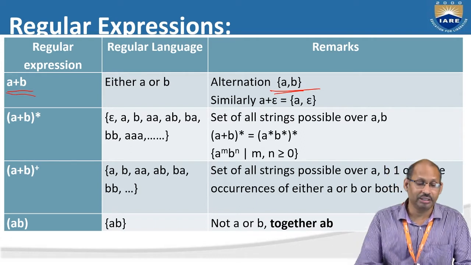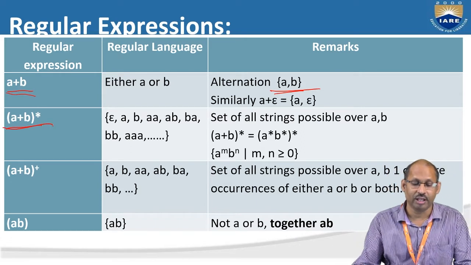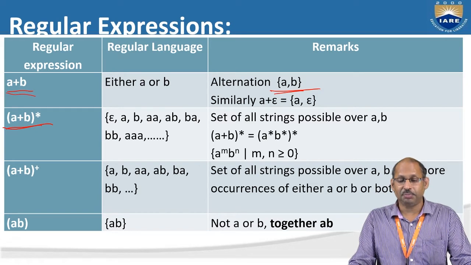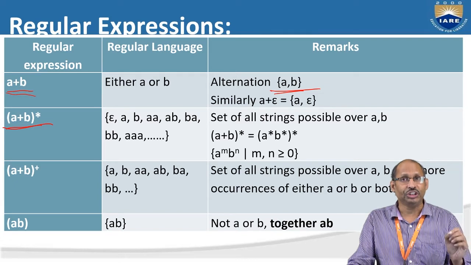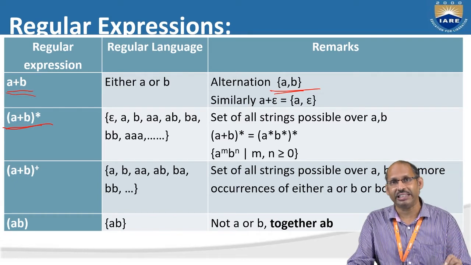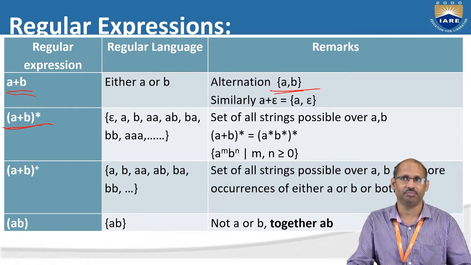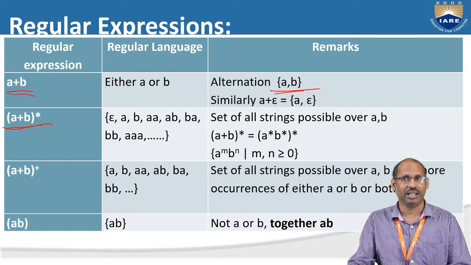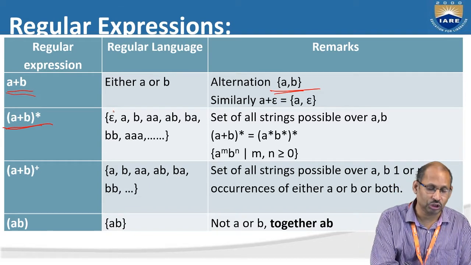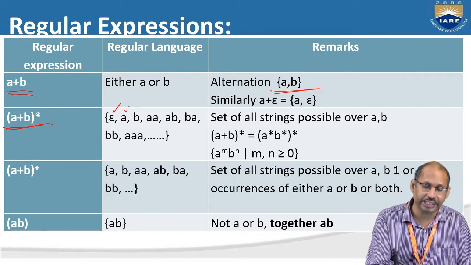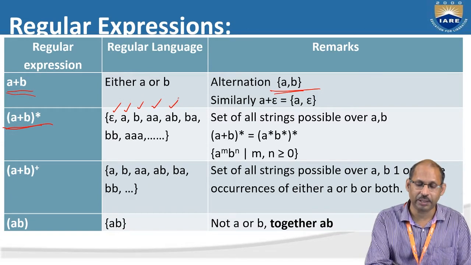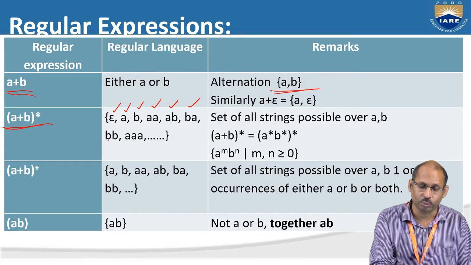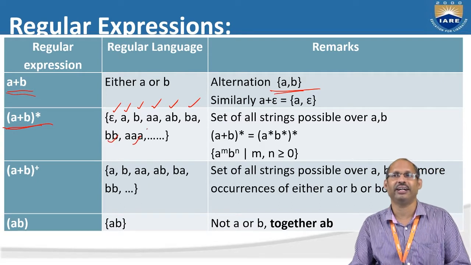Then (A plus B) star. It indicates 0 or more occurrences of either A or B or both. It may have 0 occurrences, either only A or only B or two A's, AB, BA, two B's, three A's, and so on.